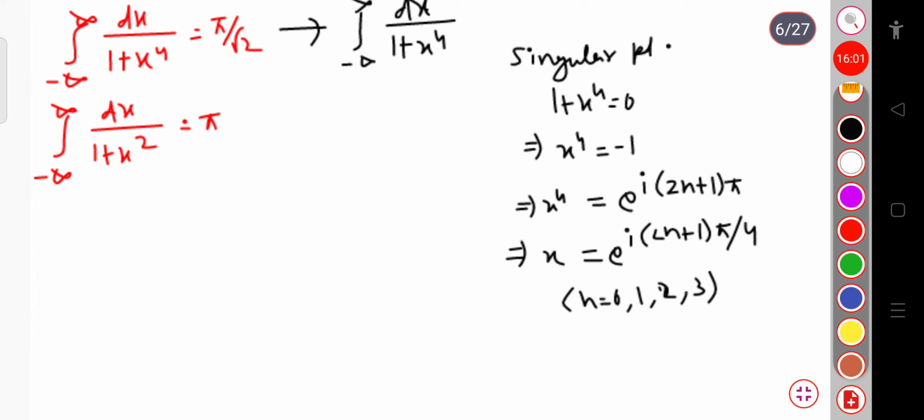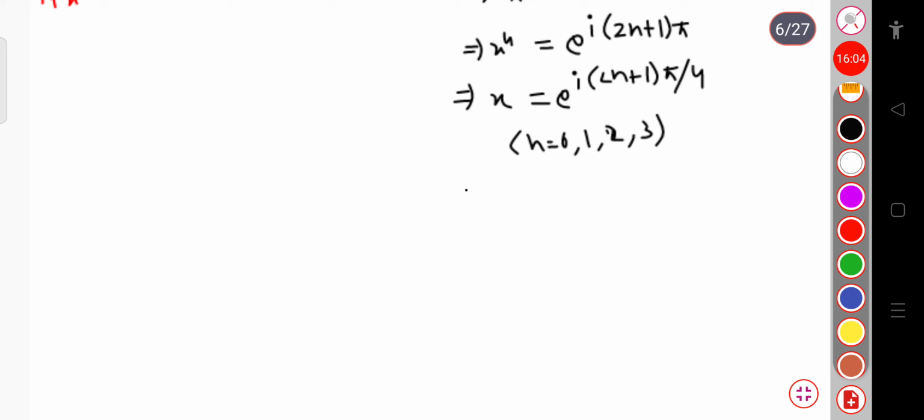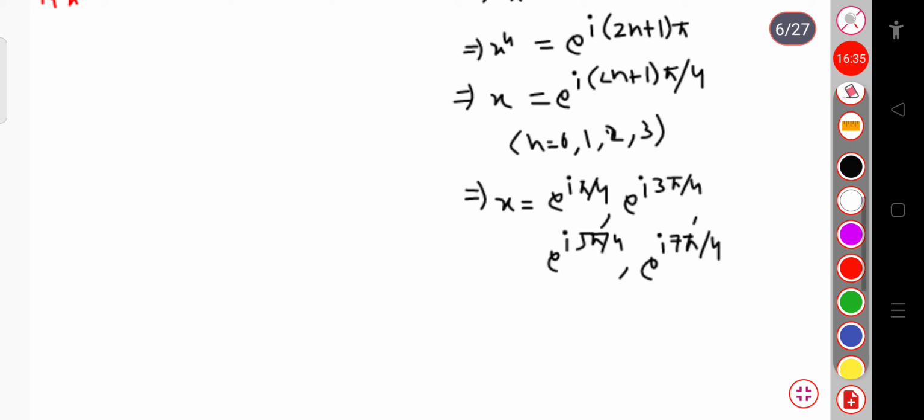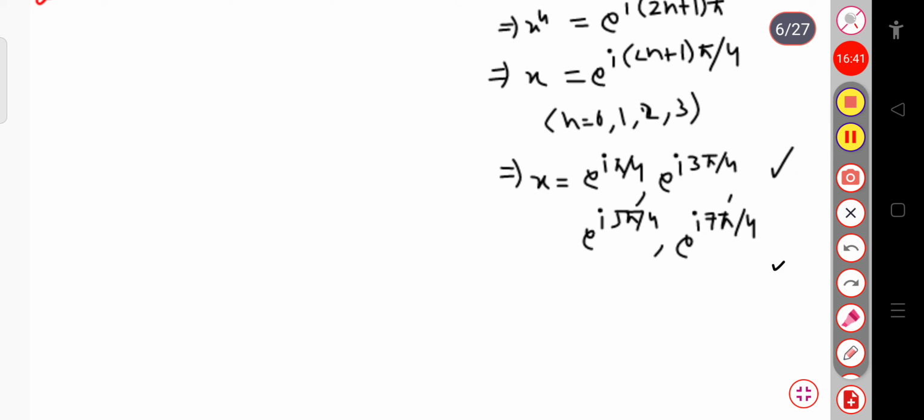If I put these values of n here, then x will be equal to exponential iota pi by 4, because for n equal to 0 that will be pi by 4. Then for n equal to 1, this will be exponential iota 3 pi by 4. For n equal to 2, this will be exponential iota 5 pi by 4. And for n equal to 3, this will be exponential iota 7 pi by 4. Okay. So these are your 4 roots of x.